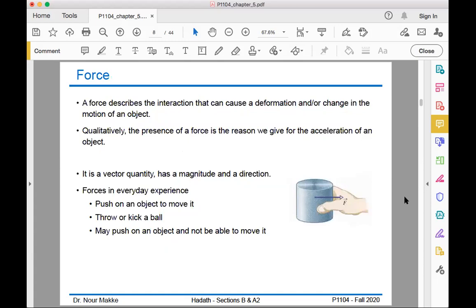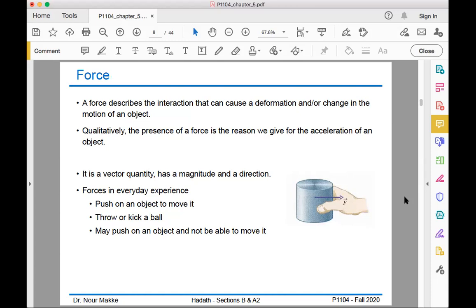So what is the force in general? Actually, a force is defined as that mathematical object that describes the interaction that causes a deformation or a change in the motion of an object. So what is this factor because of which the object has changed its motion or has gone into a deformation, etc.? This is what we call the force. Qualitatively, the presence of a force is the reason we give for the acceleration of the object. And that is a consequence of Newton's first law, because Newton's first law tells us that unless you have a force, you do not have an acceleration.